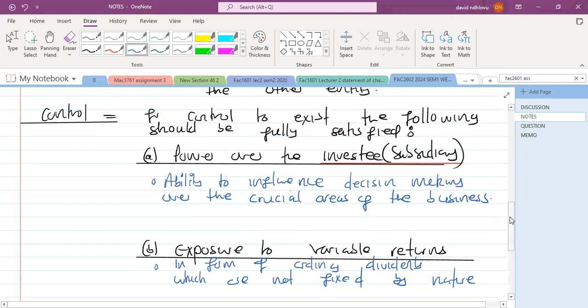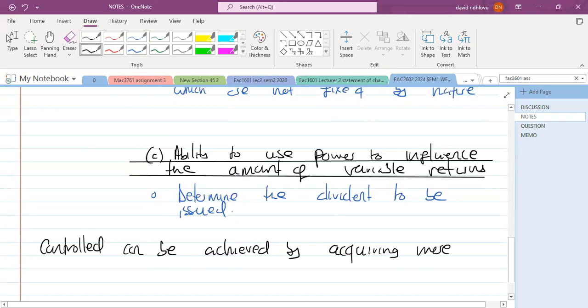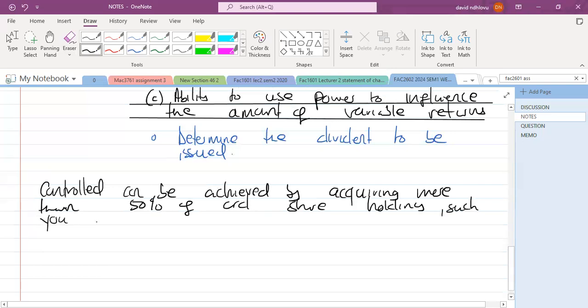Control can be achieved by acquiring more than 50% of ordinary shareholding, such that you appoint the majority of the board of directors.